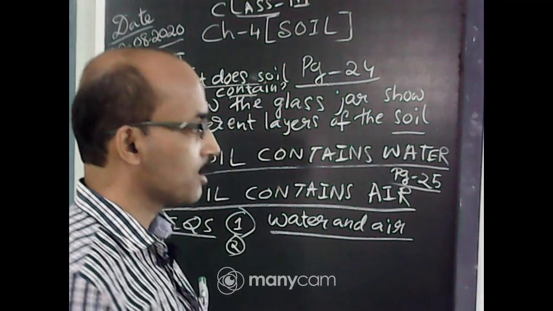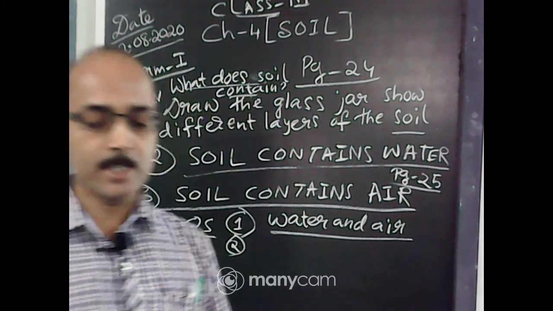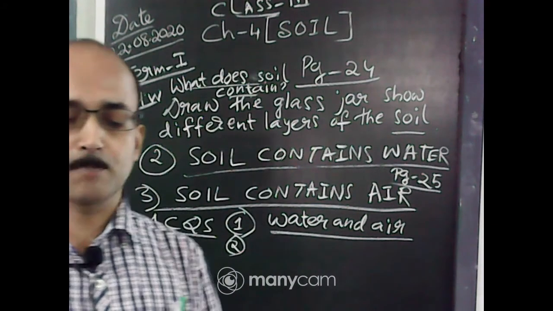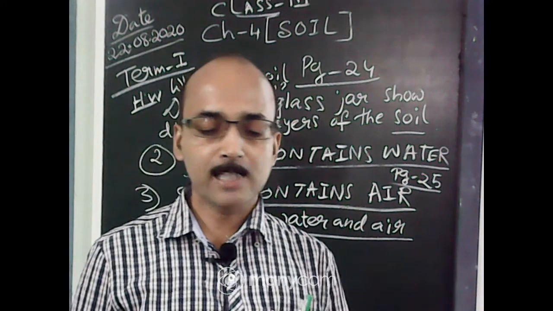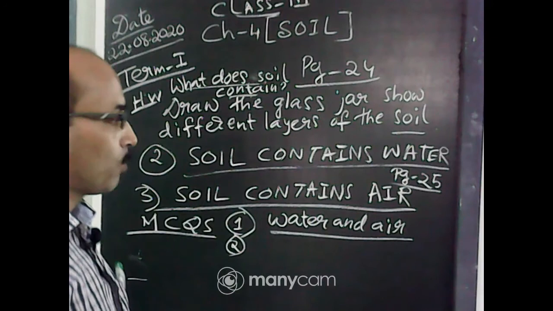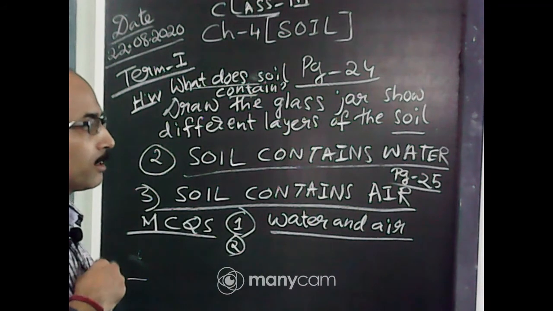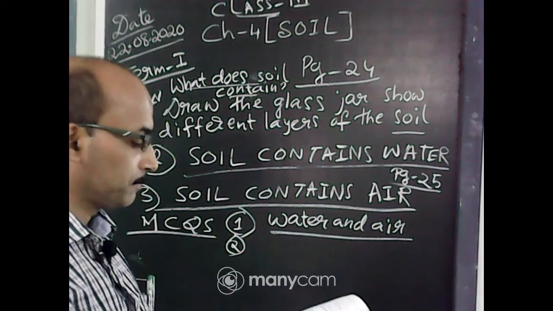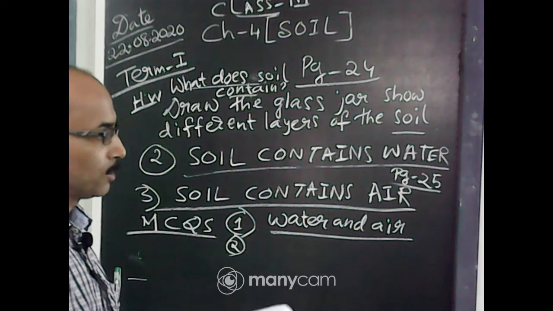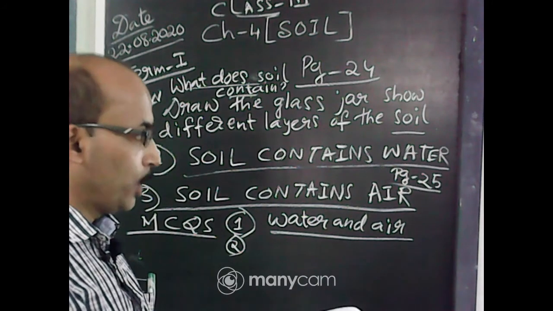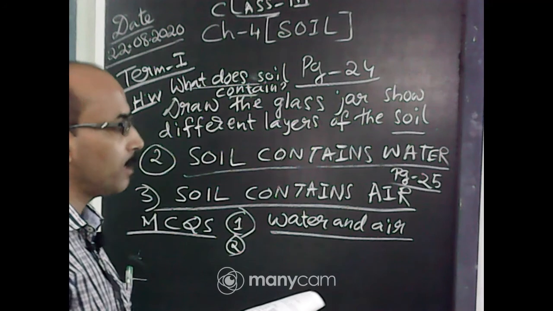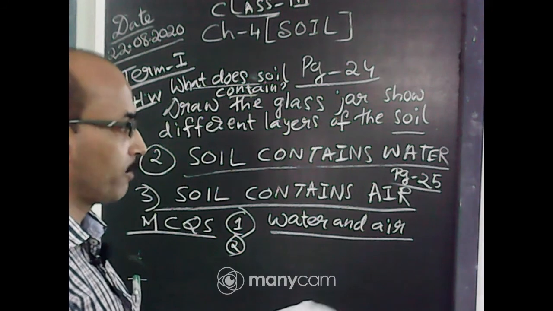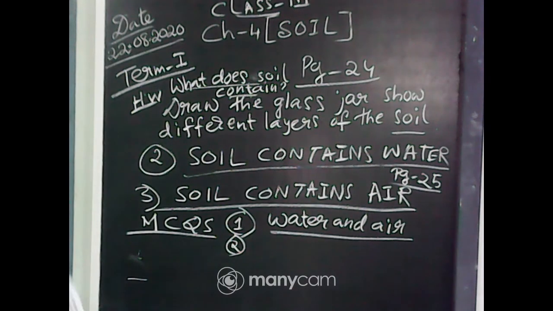Very nice. Next one: dead leaves, twigs and remains of dead insects make humus, clay, sand. Yes, it makes humus. And what is the color of the humus? Anyone? We have done that activity. I have explained what the color is. What is the color of the humus that is formed on the top layer of the soil? Yes, dark brown, very good.